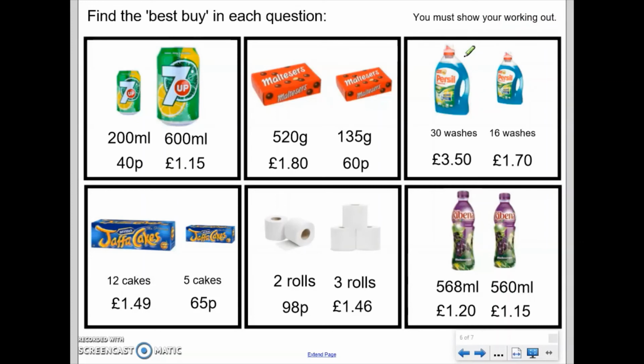Have a look at each question in detail and decide whether you can use the method from the very first slide, where we just multiply up a value to do a comparison, or do you have to apply the unitary method by dividing to find the price of one unit? Okay, could you pause the video at this point and have a go at all 6 questions?